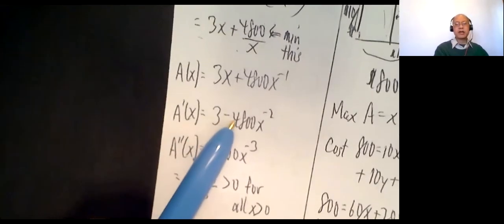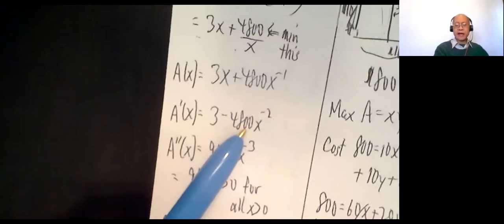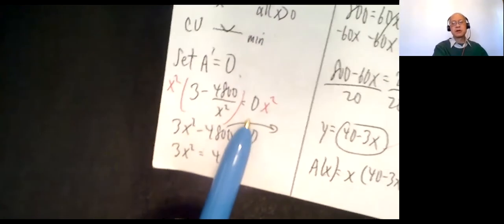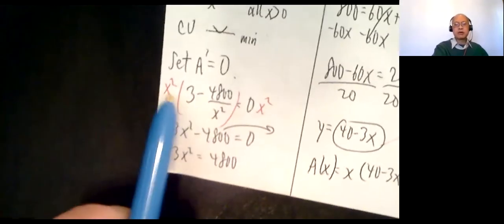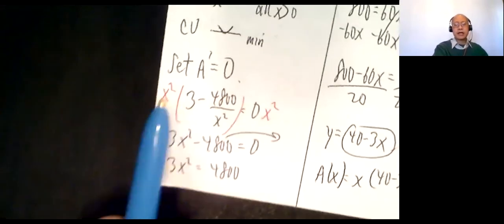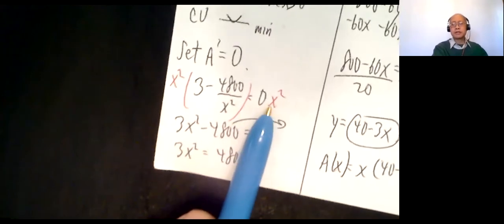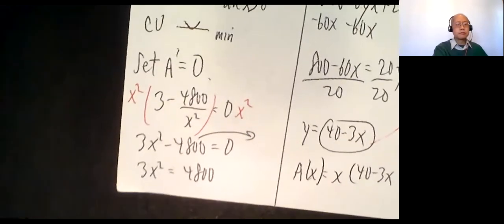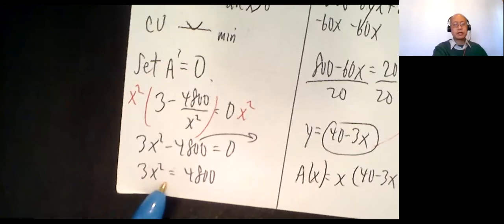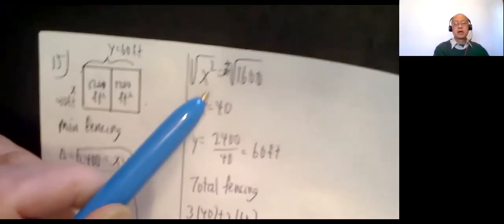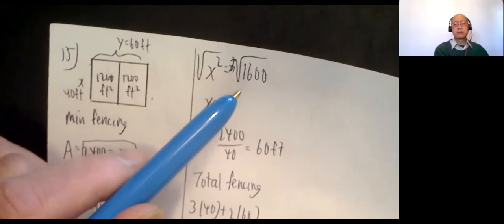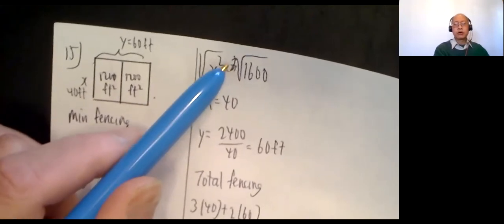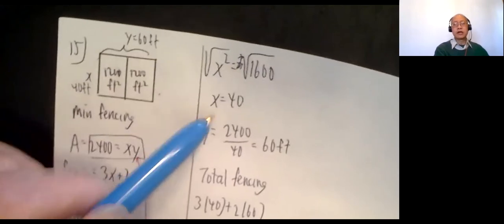This thing, 3 minus 4,800 over X squared equals 0. Similar theme, clear the fraction, multiply both sides by X squared. 3X squared, X squared times this, X squared cancels out, minus 4,800. 0 times X squared is 0. Move over 4,800. Divide by 3. X squared equals 1,600. Square root. Normally you say plus or minus, but you don't have to because we're only positive. X is 40.